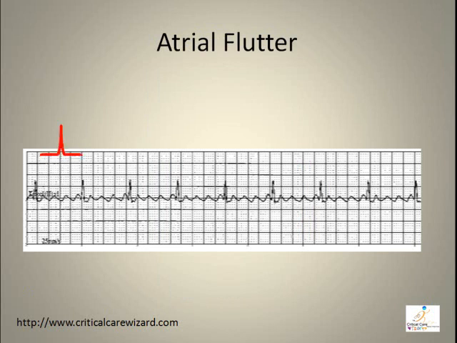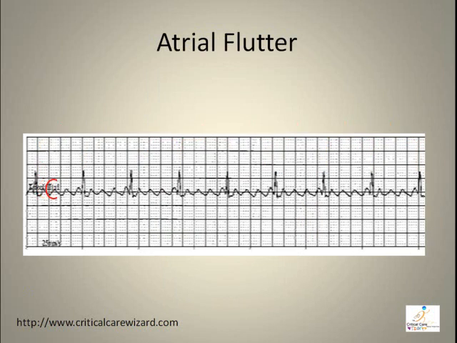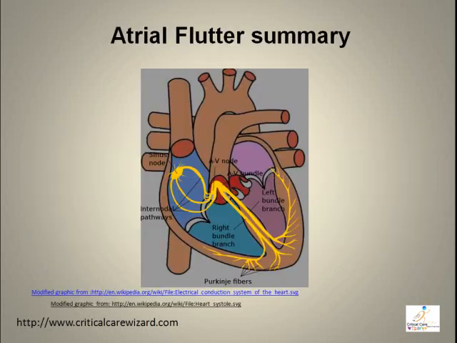Atrial flutter: rhythm is irregular. Feature: atrial activity resembles flutter waves. Atrial flutter may start anywhere in the atria. This abnormally presents a flutter waveform in the ECG paper.